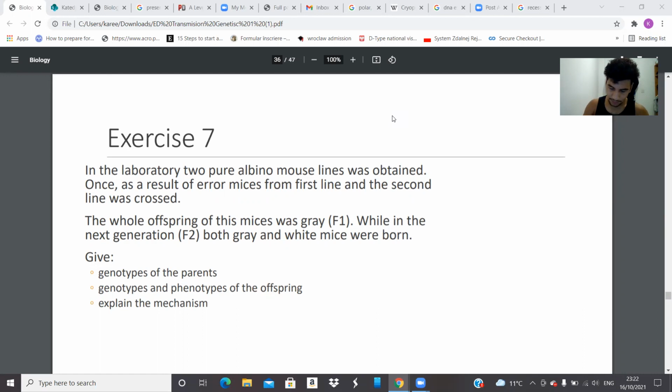What I'm trying to say is, if both mice that had been crossed had the same genotype, then you would always get the same genotype and the same phenotype, again and again. So it would never produce gray.